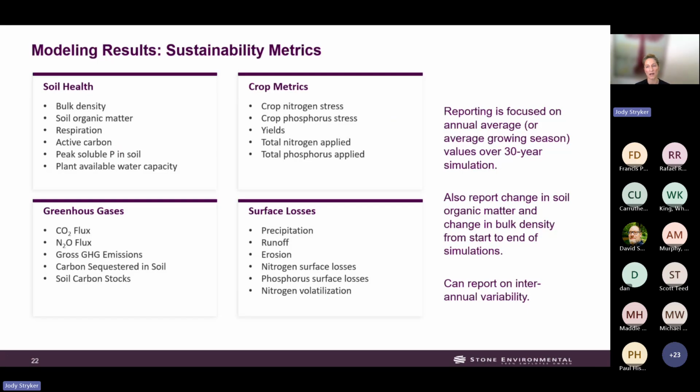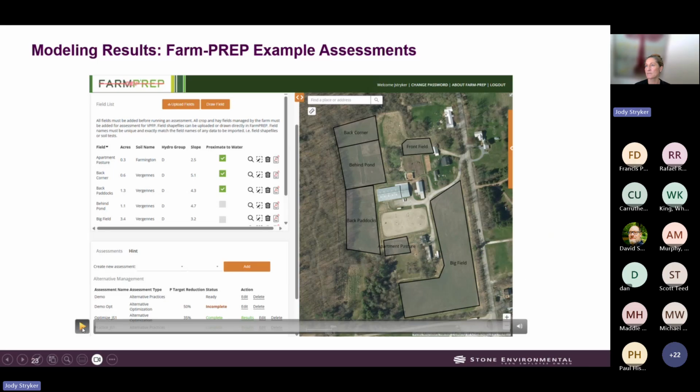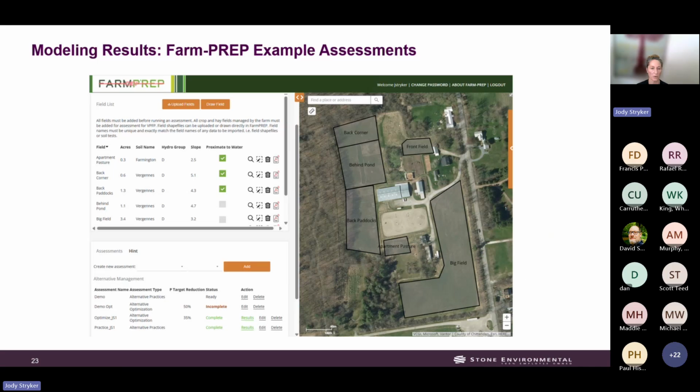Reporting is mostly focused on annual average or average growing season values over a 30-year simulation. For a couple of these metrics, we do also report the change, for example, in soil organic matter or change in bulk density from the start to the end of the simulations. And we have the ability to do some reporting on interannual variability also. So this slide is showing how we've integrated these indicators into farm prep. And I'm going to just play this video that will show some of these reporting components while I describe how we've structured this reporting.